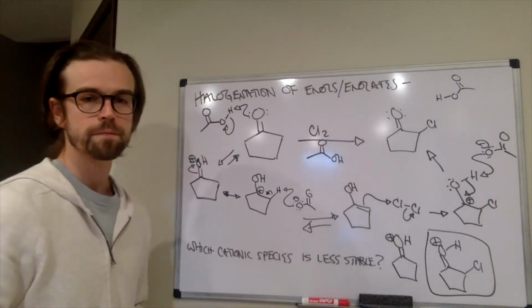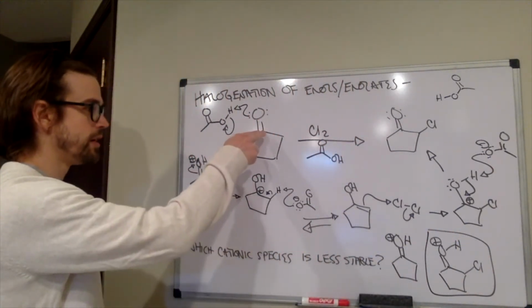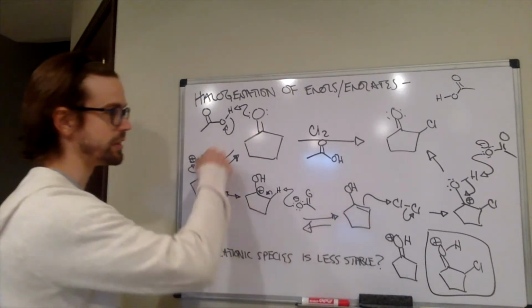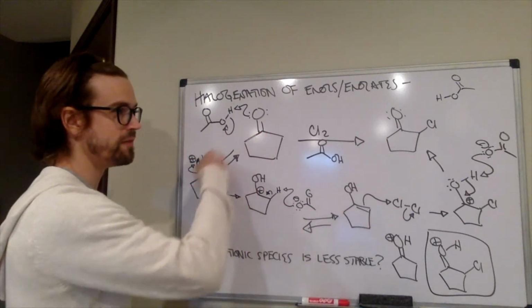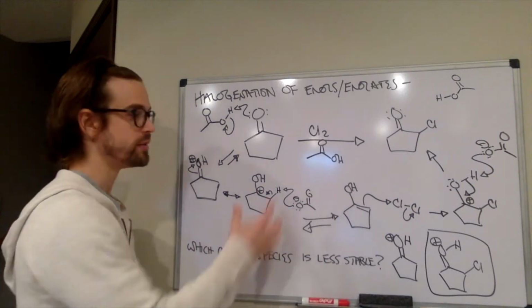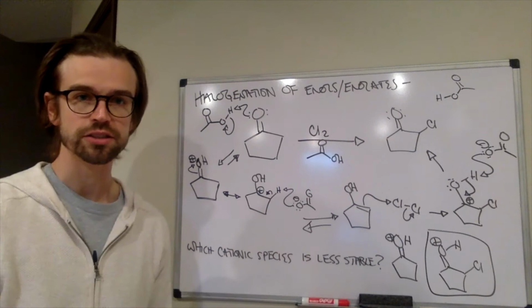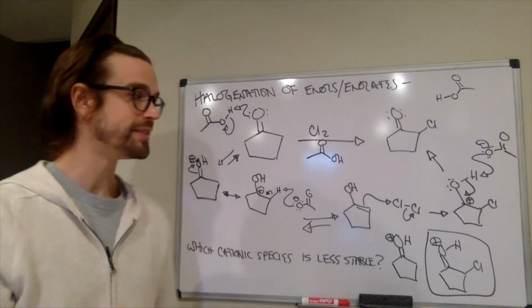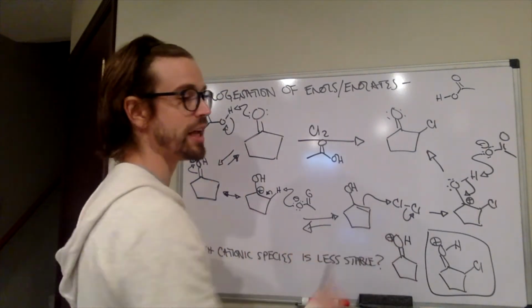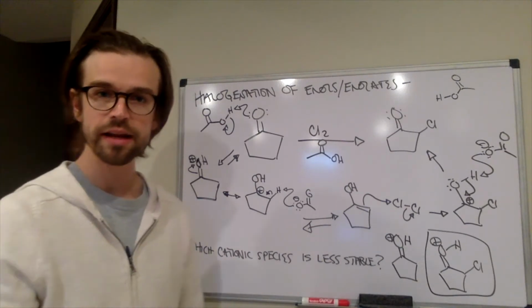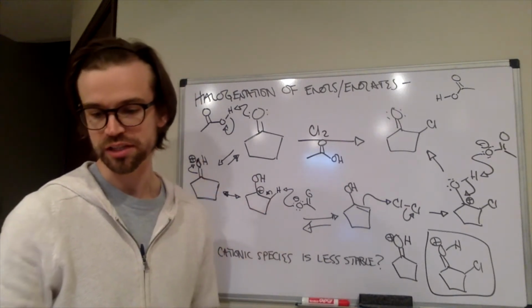So what does that mean? That means that the initial tautomerization reaction is going to go at a faster rate. So this tautomerization is going at a faster rate than subsequent tautomerization reactions. What that means is that the first halogenation is going to happen at a faster rate than any subsequent halogenation.